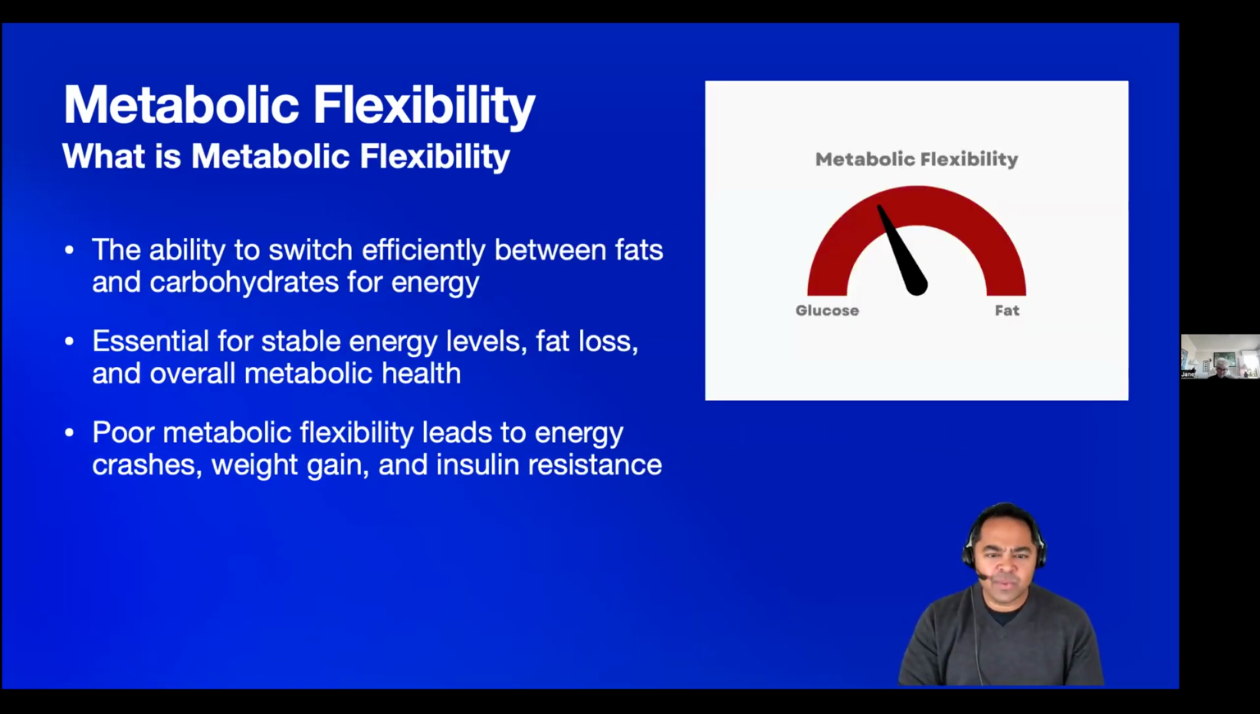Right. So as we talked about, what is metabolic flexibility? Well, it's this ability to ping pong between using glucose, which is the building block of a carbohydrate, and fat as fuel. So this ability to switch efficiently between fats and carbohydrates for energy.